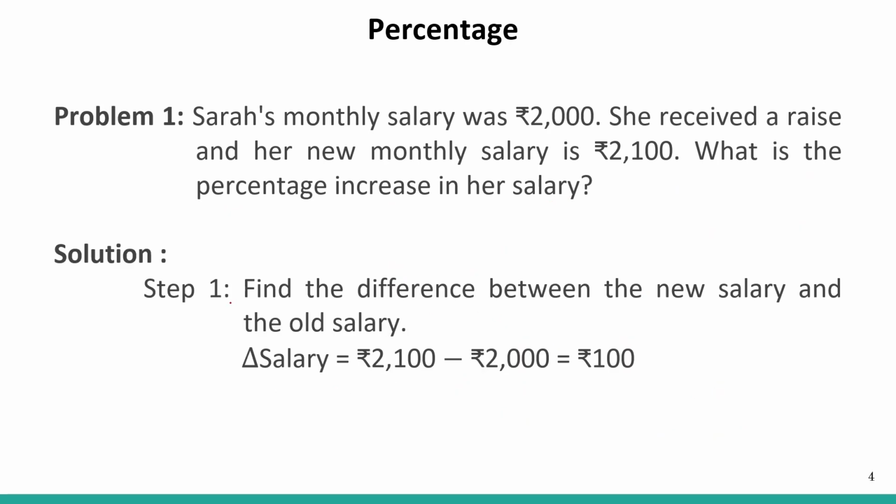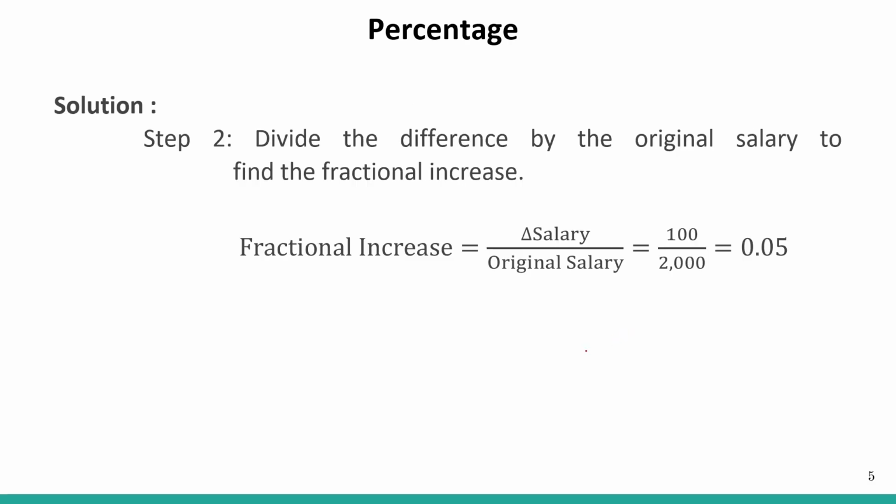Let's see the step-by-step solution. First we found the difference between the new salary and old salary. Since the difference is positive, the new salary is greater than the old salary. That was 100. Step 2 was to divide the difference by the original salary to find the fractional increase. The fractional increase was 100 by 2000, that is 0.05. Converting this to a percentage, we multiply 0.05 into 100, which is equal to 5%.